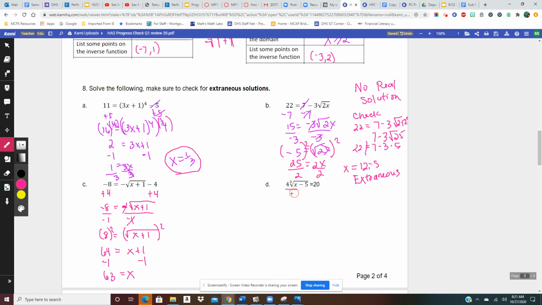So I'm going to divide by 4 first to get rid of that 4. I get cube root of x minus 5 equals 5. Then I'm going to cube both sides. I get 125 equals x minus 5. Then I do plus 5, plus 5. I get x equals 130. My final answer.